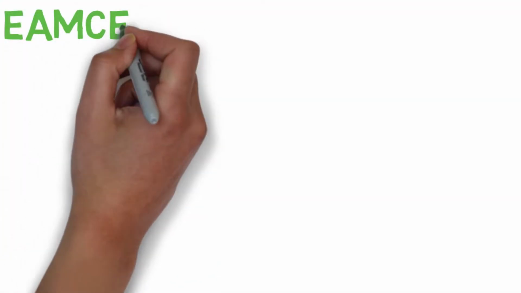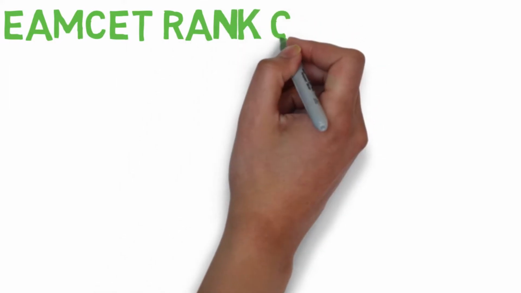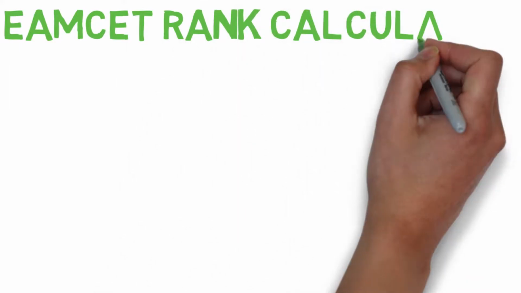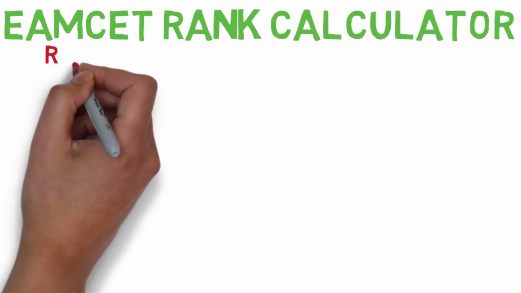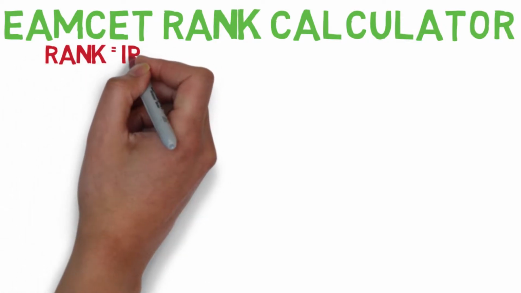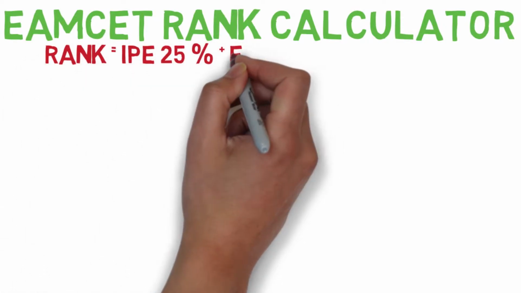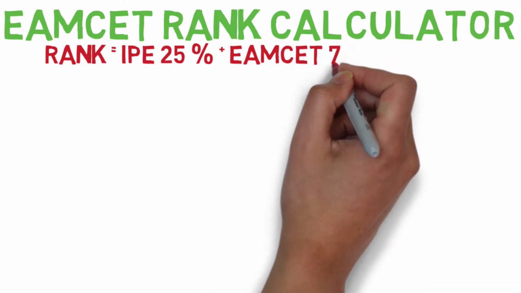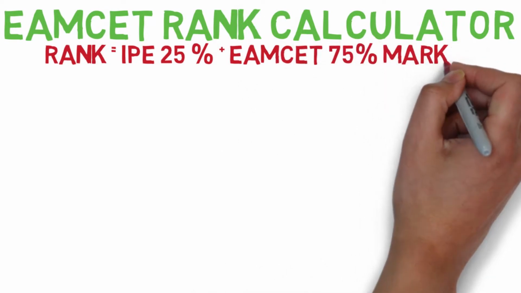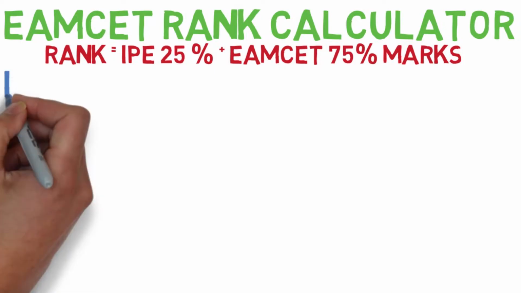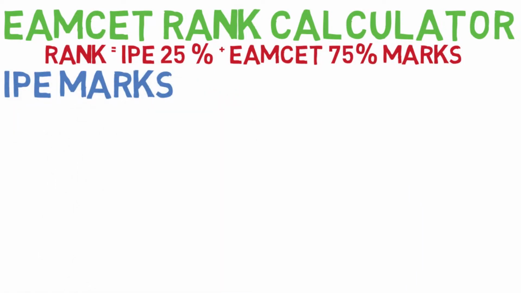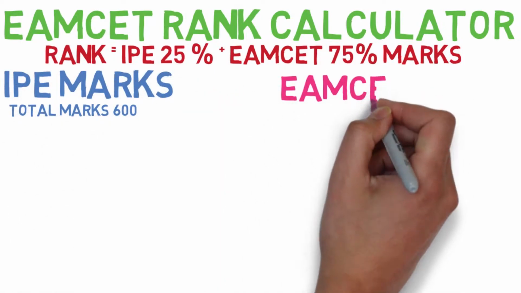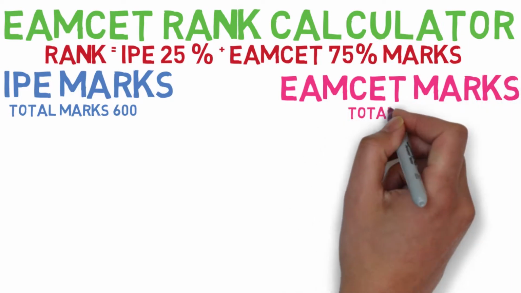Let us put some light on the EAMCET rank calculator. Most of the students have a doubt about how to calculate the EAMCET rank. EAMCET rank is calculated based on 25% of IPE marks and 75% of EAMCET marks. Let us see what the marks are for IPE. The total marks of IPE is 600. The total marks of EAMCET is 160.